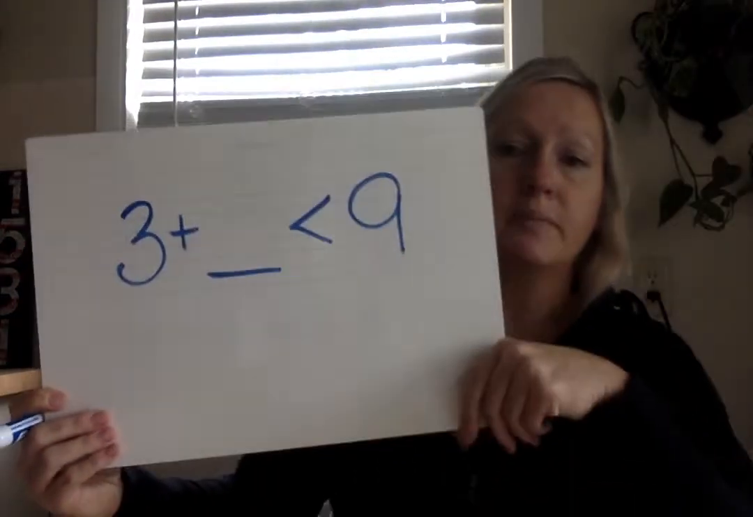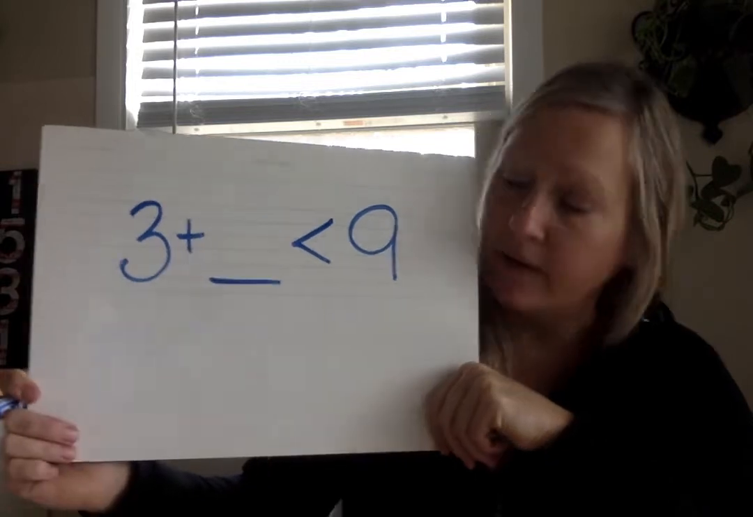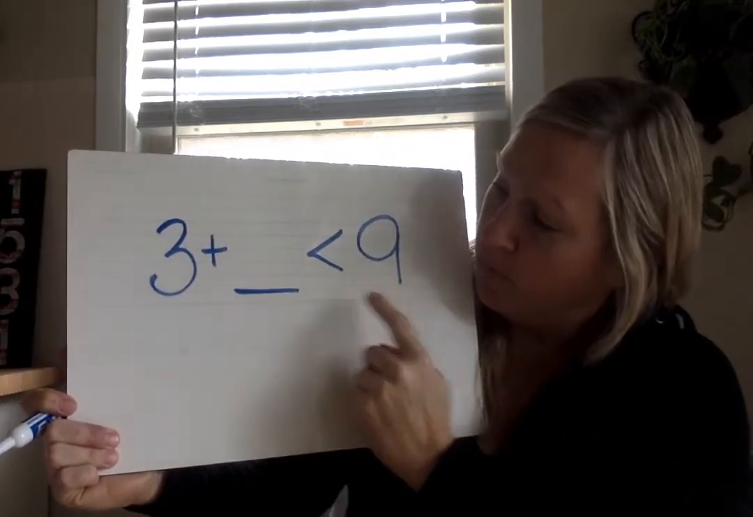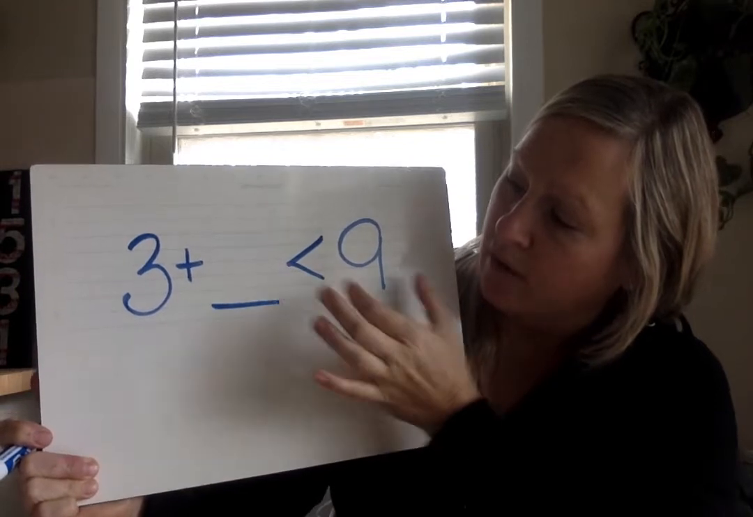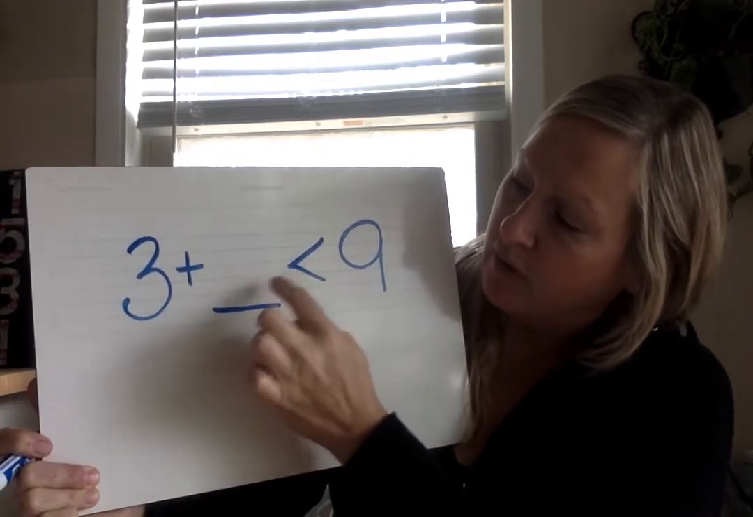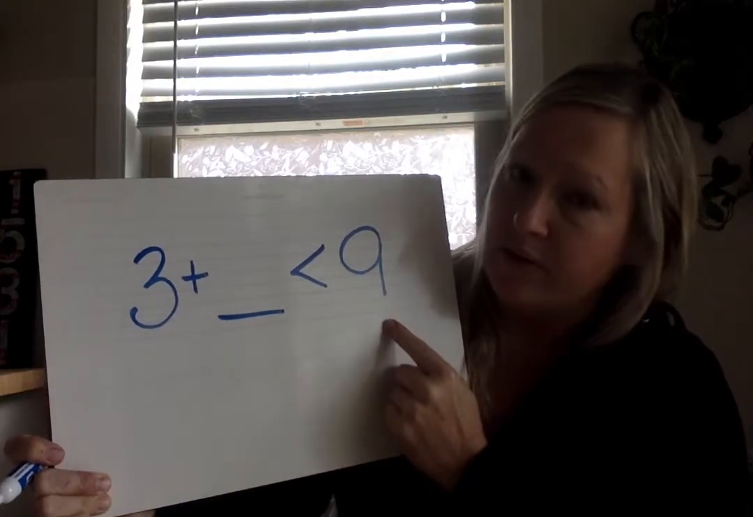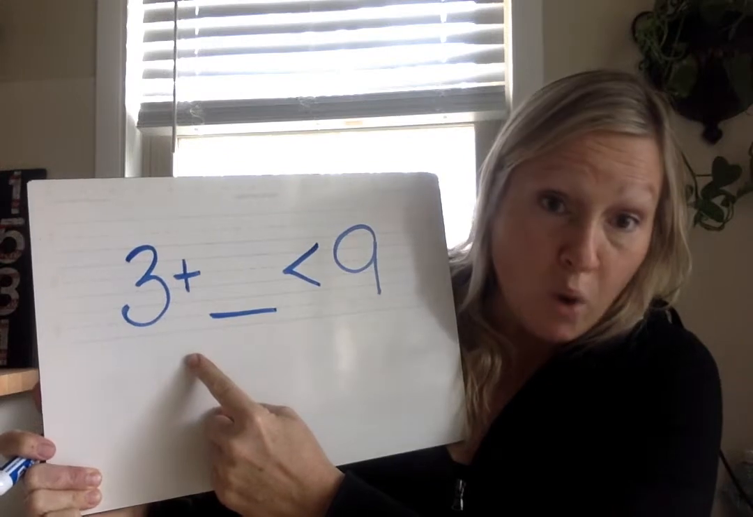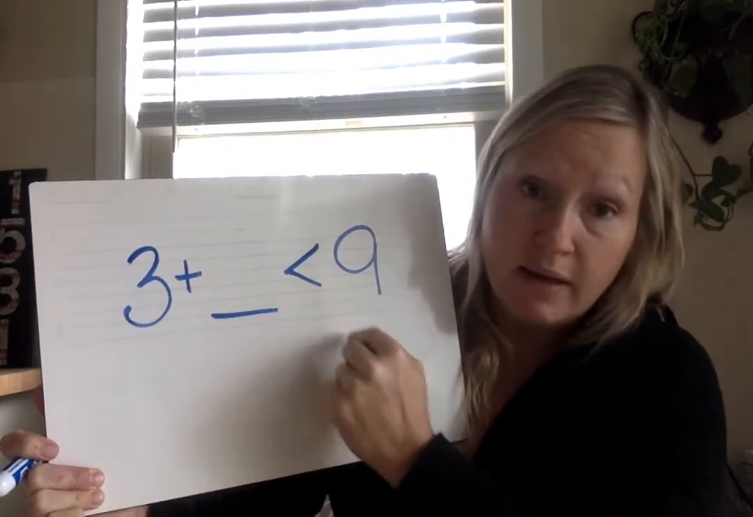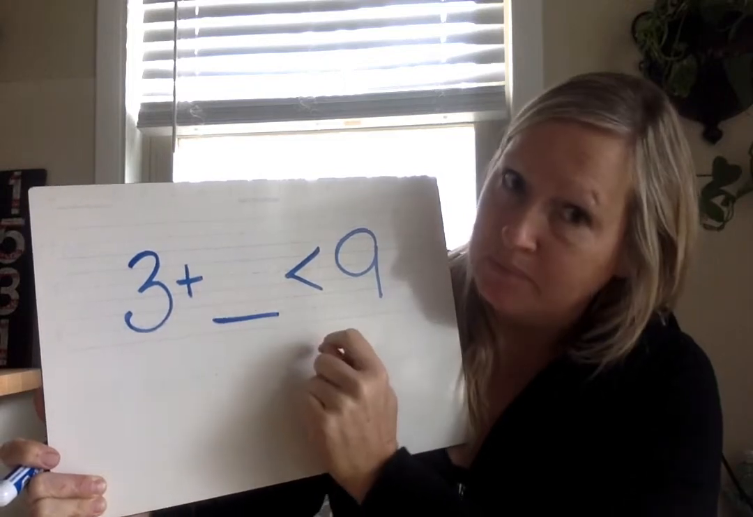All right, here's an example. We have 3 plus blank is less than 9. So we got to think it through. This side or this side would be smaller. Well, there's your less than pointed this way. So this side has to be smaller than this side. So could this side be 1? Is 1 less than 9? Yep. But could we get 1 by doing 3 plus something?